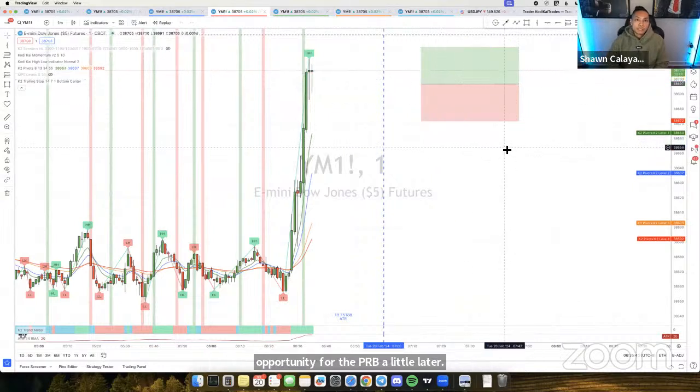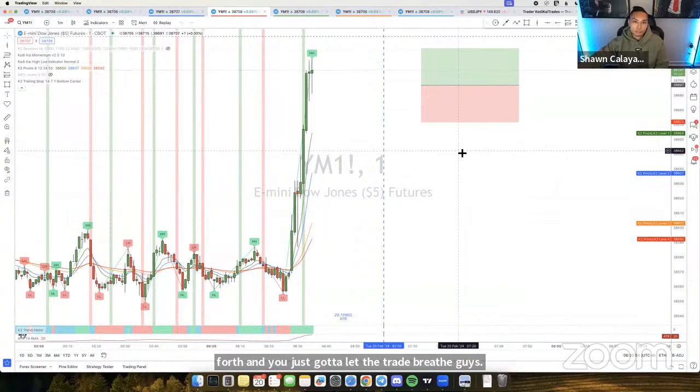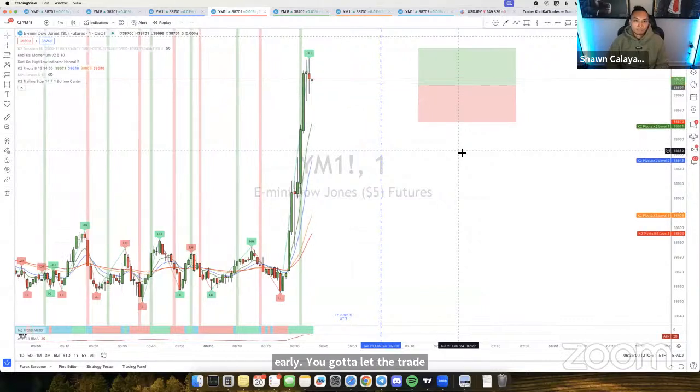I'll focus on the PRB now because that's what we're looking at at the moment. As price continues to go back and forth, you just got to let the trade breathe, guys. That's really what it is. You can't close out early. You got to let the trade go to wherever it needs to go, whether it's full TP or stop loss. You just got to let the trade run.